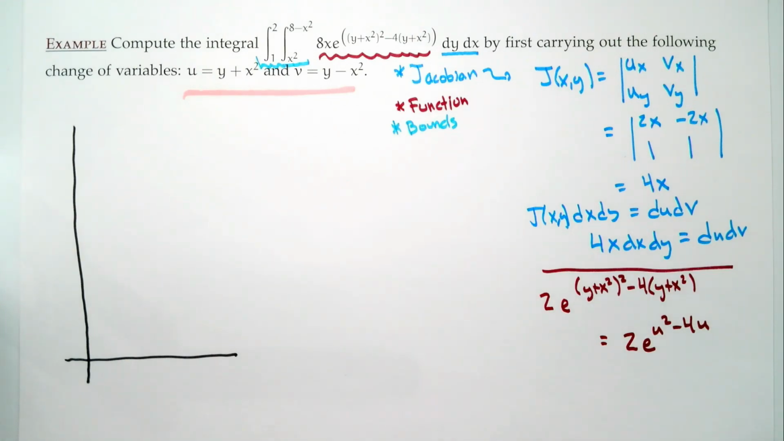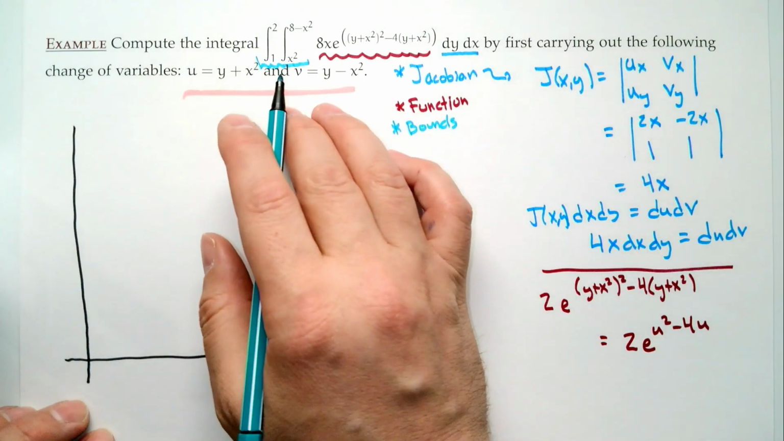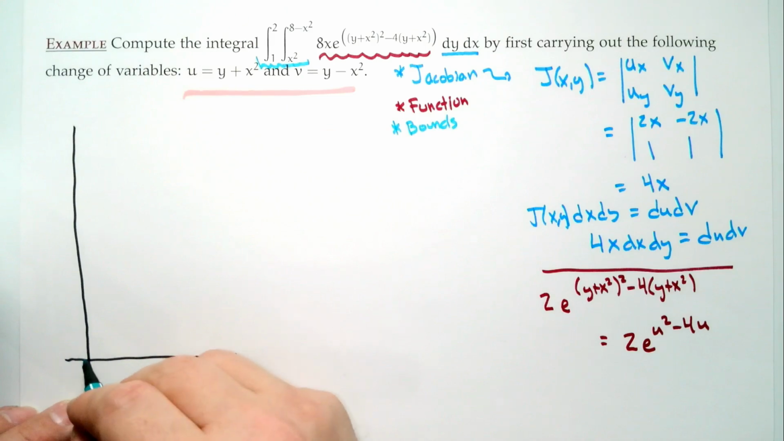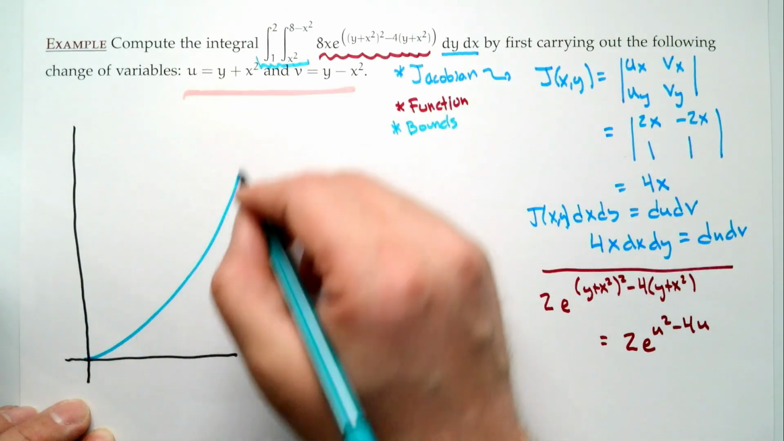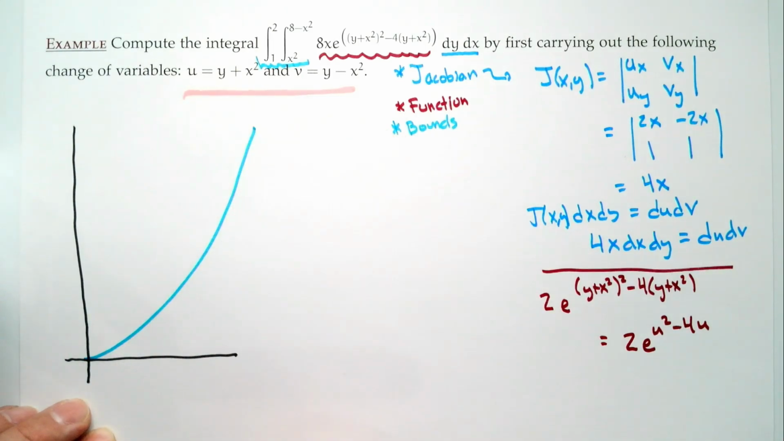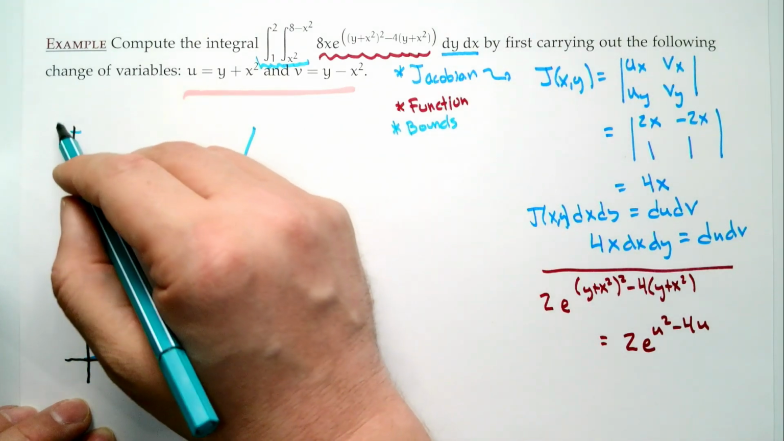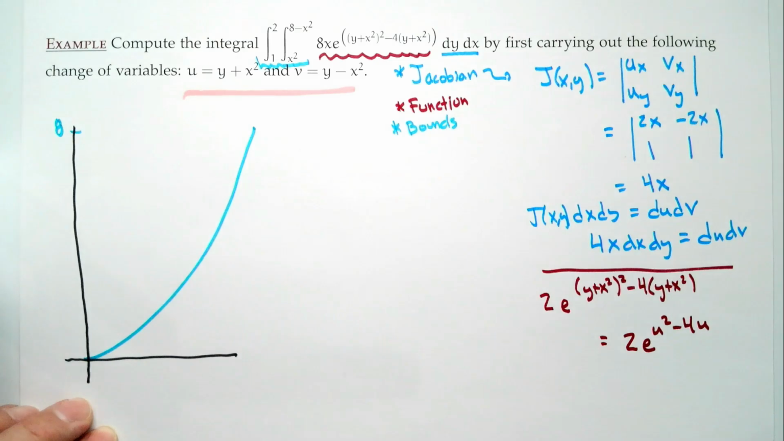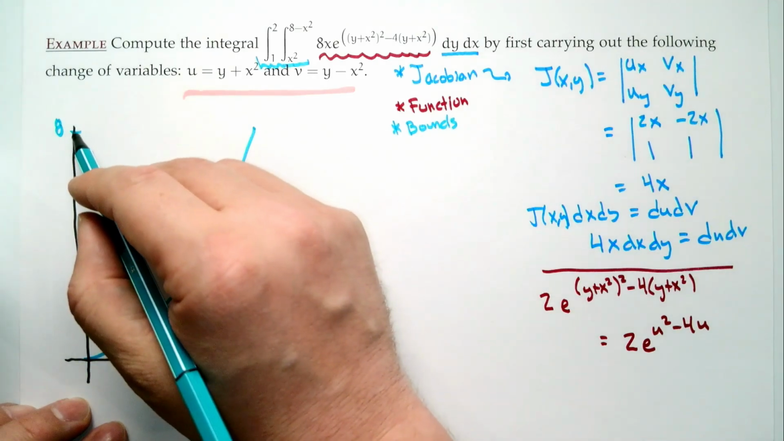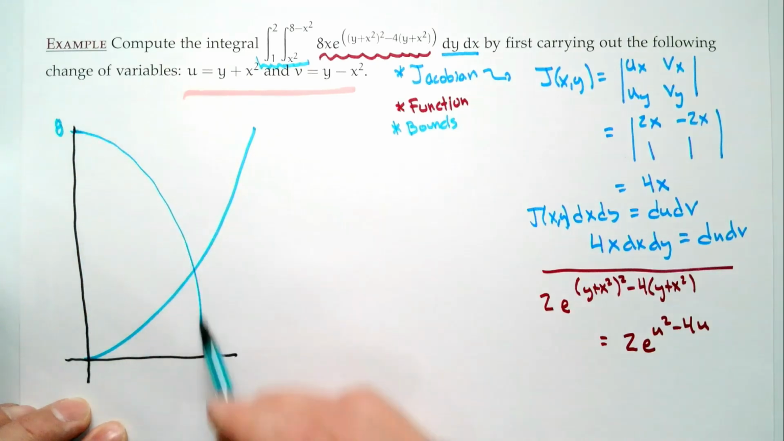So that leaves us with what? Well, now we come to our bounds. We have some curves here. We have the curve y equals x squared. That's a parabola that opens up. And then we have another curve, y equals 8 minus x squared. That's a parabola that opens down, but then we shift it up so the intercept's at 8. And it's coming down.